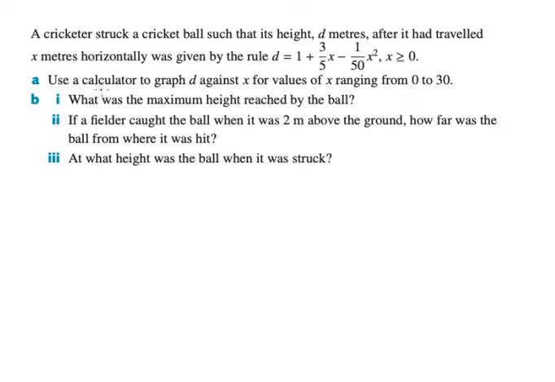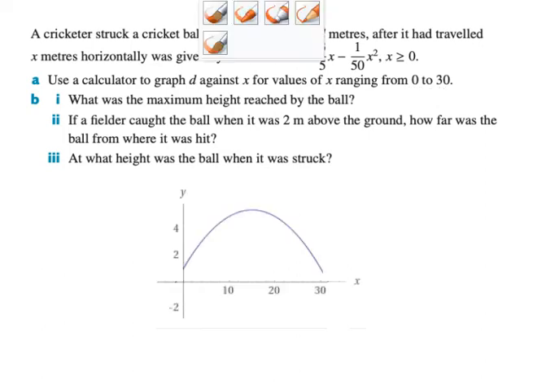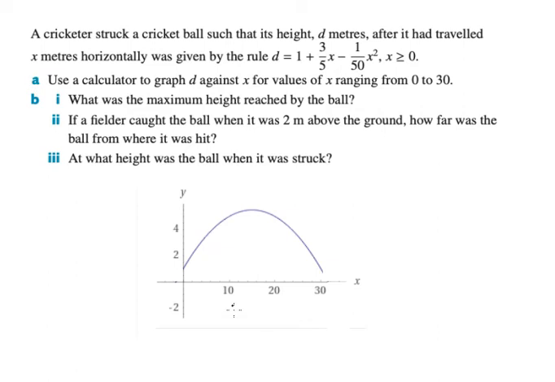A. Use a calculator to graph D against T, so the range should be from 0 to 30. Here is the graph of question A from 0 to 30. Question B. What was the maximum height reached by the ball?